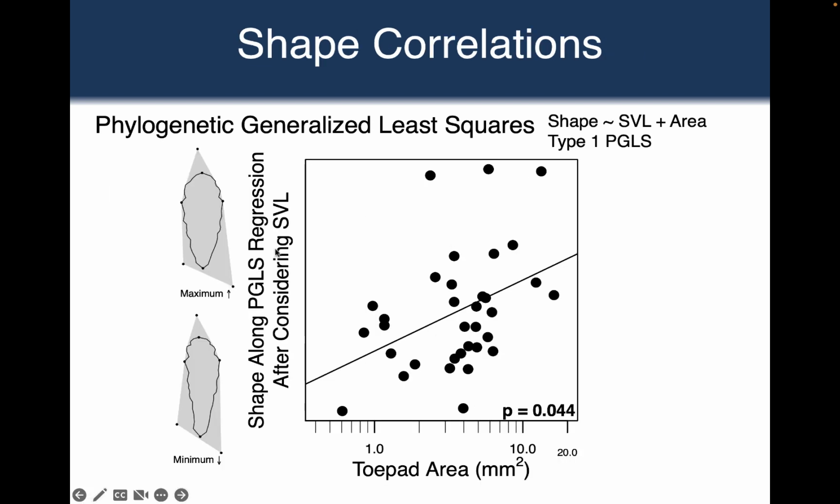We also wanted to look at how toepad shape correlated with things. So we wanted to ask, okay, species that have more area, are they shaped differently? And again, we did this using phylogenetic generalized least squares. After accounting for body size, we looked at the remaining variation and how we could correlate that with shape. We saw animals with bigger toepads also had significantly differently shaped toepads. Animals with bigger pads tended to have fatter, wider pads, whereas animals with smaller toepad areas had narrower toepads, which seems intuitive.